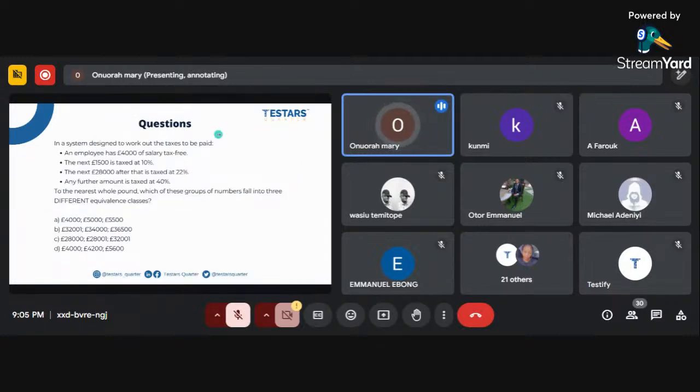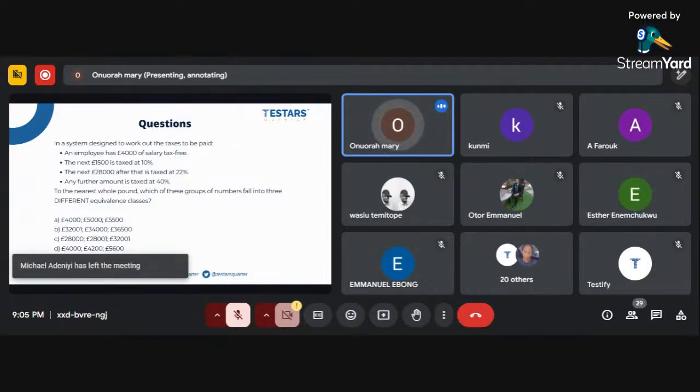Please look at what we have on the screen and tell me, using equivalent partition, what do you think would be the answer for this particular question?